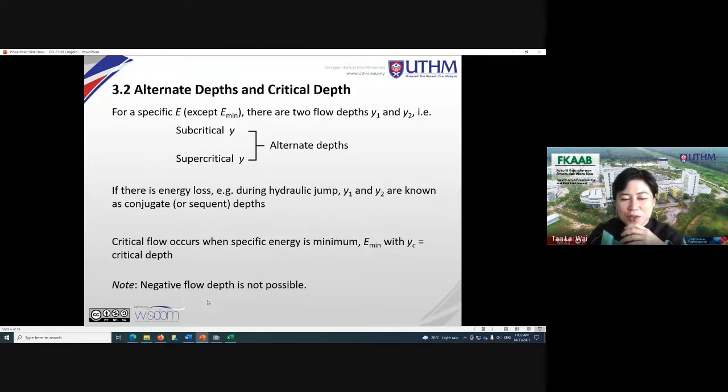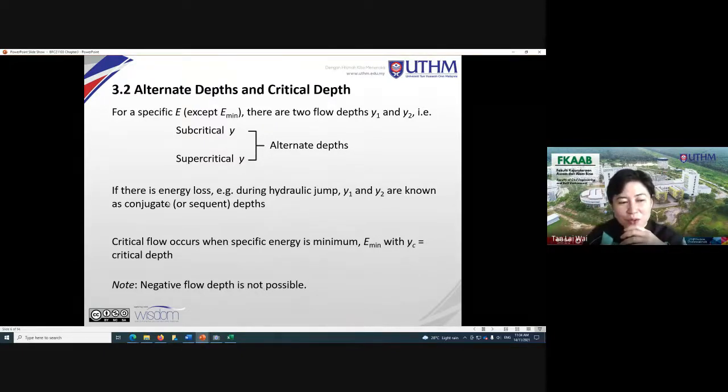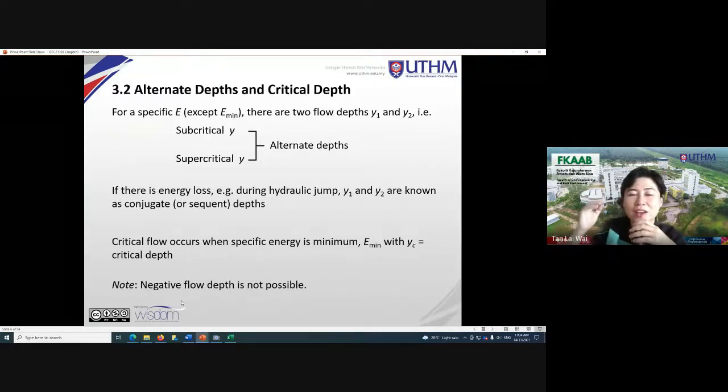Now, you know that negative depth of flow is not possible, because depth of flow is measured from the bed of your channel. The bottom of your channel is when Y equals 0. So when there's flow, of course Y would be positive. It won't be negative, because this is not about groundwater flow, this is about open channel flow. So if you find a negative answer, that means your answer will be wrong.